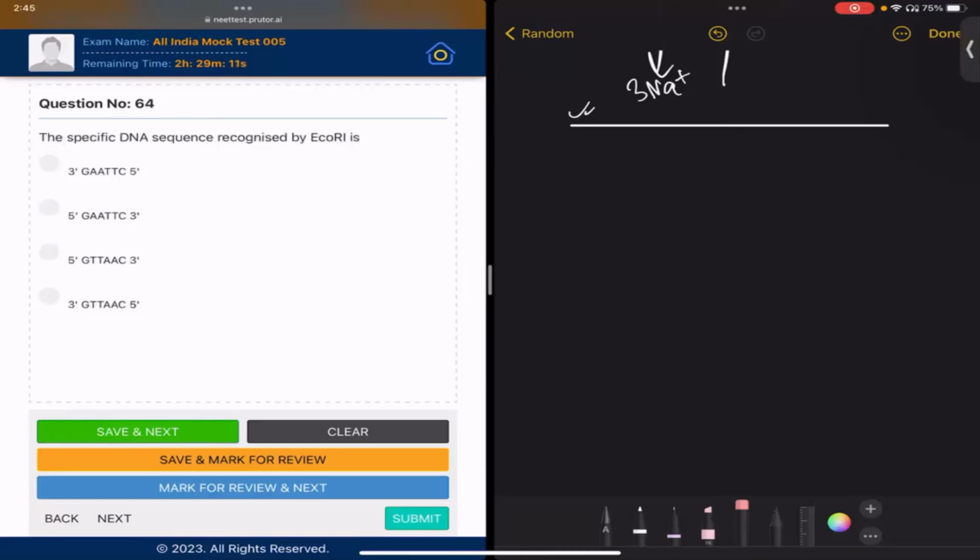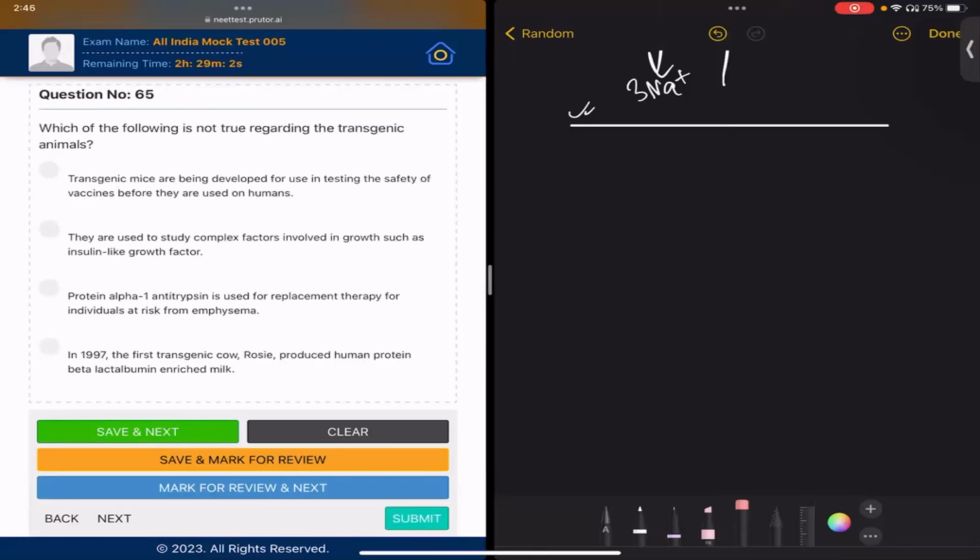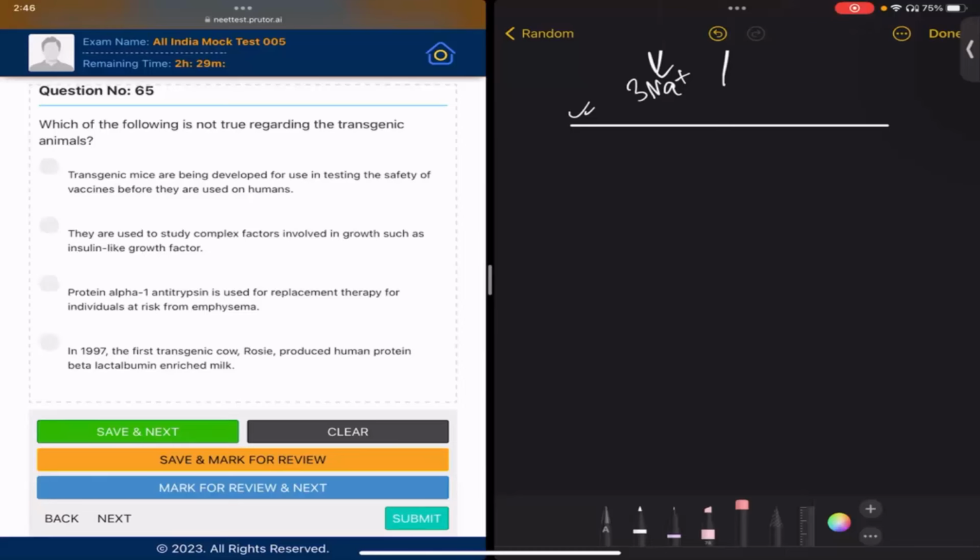The specific DNA sequence recognized by EcoRI is GAATTC, 5' to 3'. This is the correct one. Not true regarding transgenic animals. Okay, not true. Option 1 is true. Safety testing help करते हैं. Study of growth factors we can do. Protein alpha-1 antitrypsin is also true. C is actually not an incorrect statement, but transgenic animal से इसका relation exactly नहीं है. ठीक है, emphysema में alpha-1 antitrypsin देते हैं, but this is not exactly related to transgenic animals.